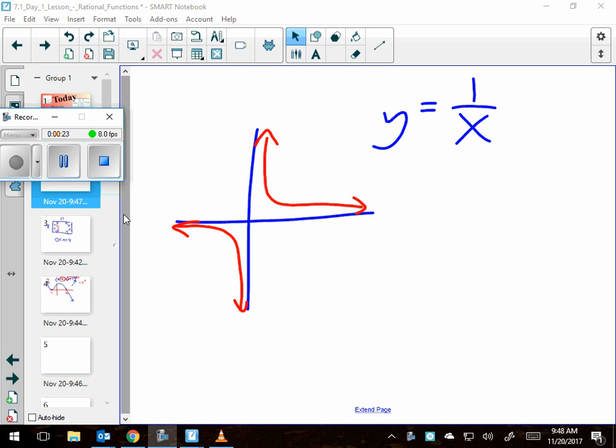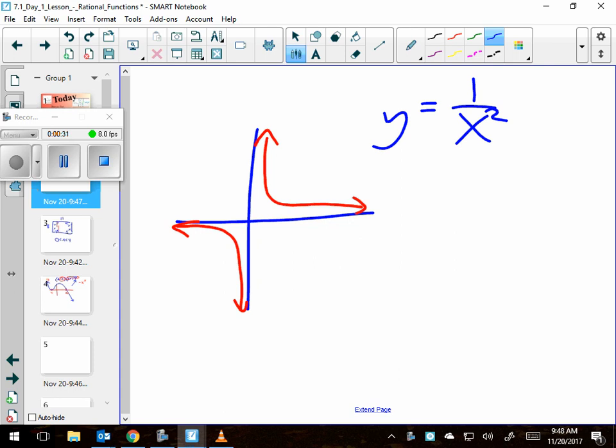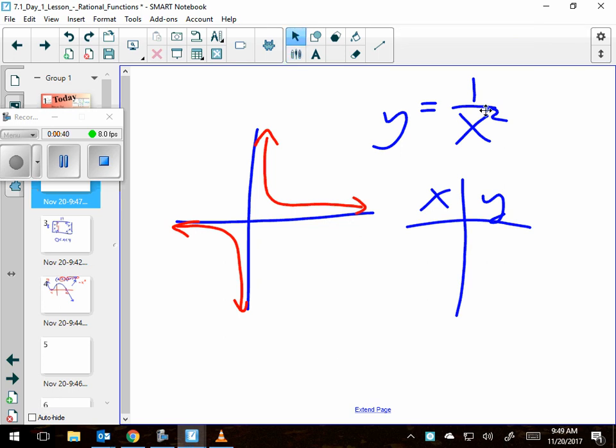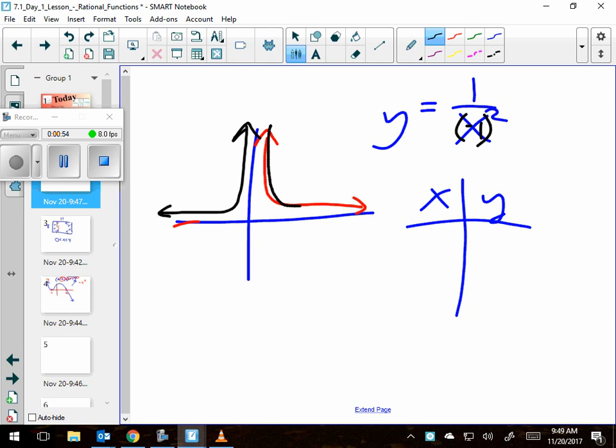1 over x is this function. Okay, what's 1 over x squared look like? Well, what's your best friend in graphing? An XY chart. You could just make an XY chart and figure out how this looks, but I'll save us some time. When you put in the negatives is when it would really matter, because when I put in a negative, it's going to square it and it's going to become positive. And so it's like this. That's the 1 over x squared function.